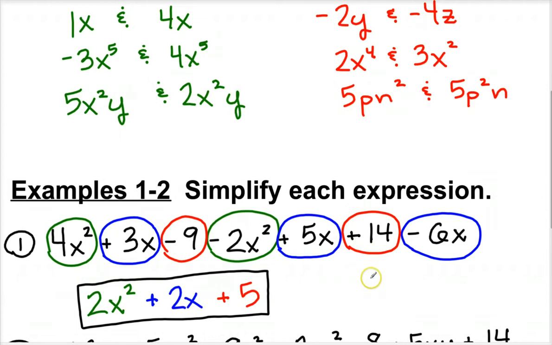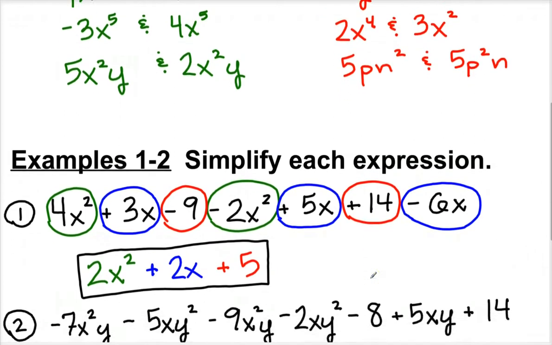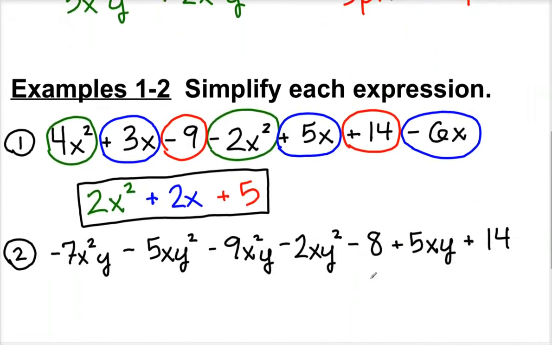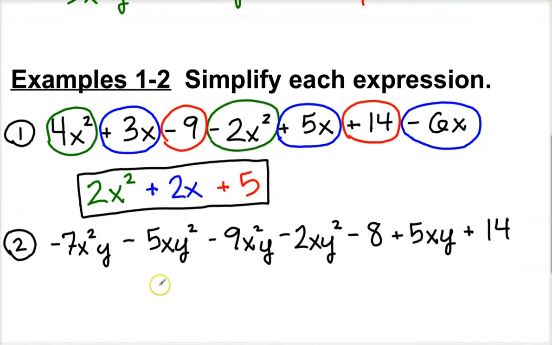Okay, let's look at the next example and try that one together as well. So for this one, we've got negative 7x squared y minus 5xy squared minus 9x squared y minus 2xy squared minus 8 plus 5xy plus 14. So again, we're going to start with the first term and we're going to go through and just circle any of our like terms. So we're looking for x squared y's in this next example here.